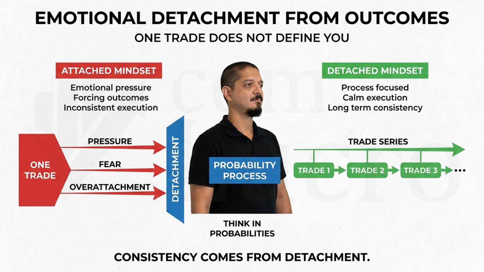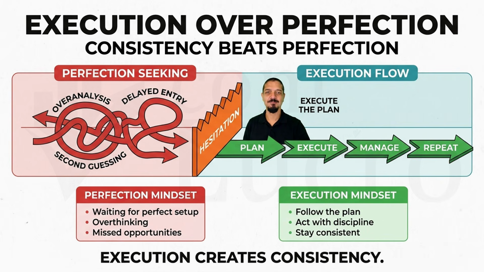When you detach from the outcome, you stop forcing trades, you stop interfering with your plan, and you allow your edge to play out over time. This is what creates consistency. Rule number 13 is execution over perfection.